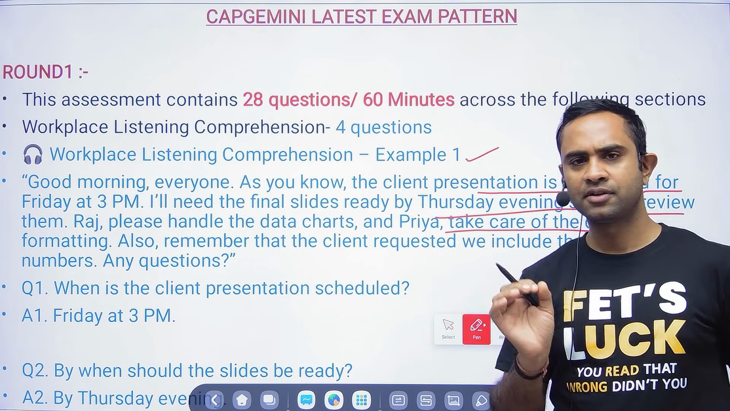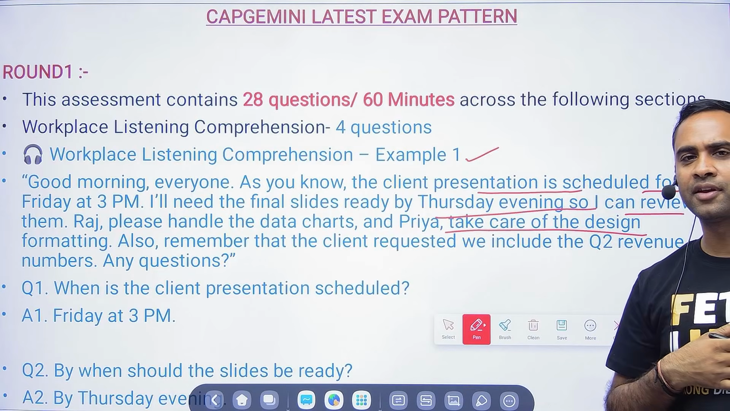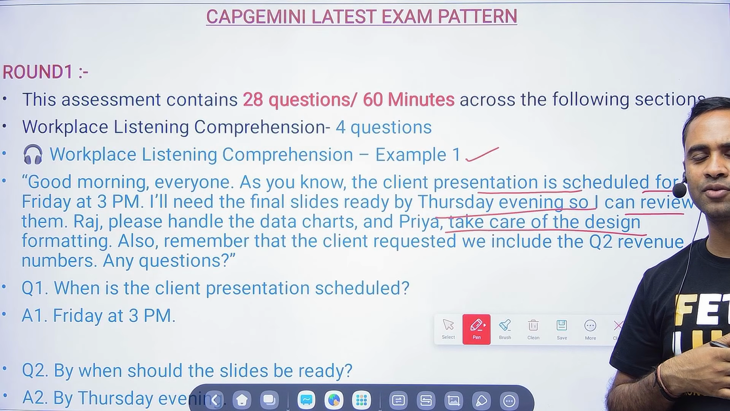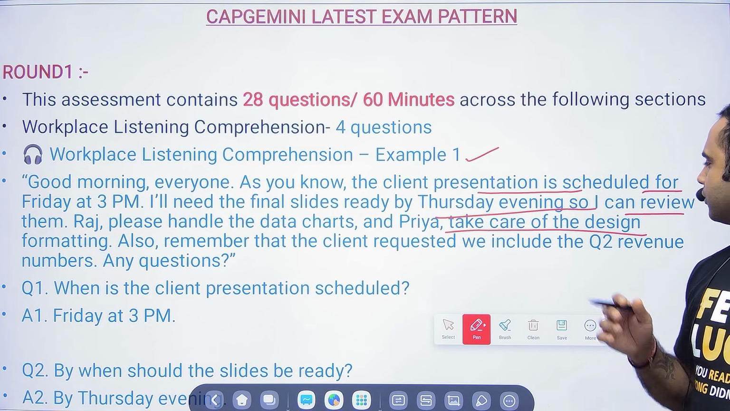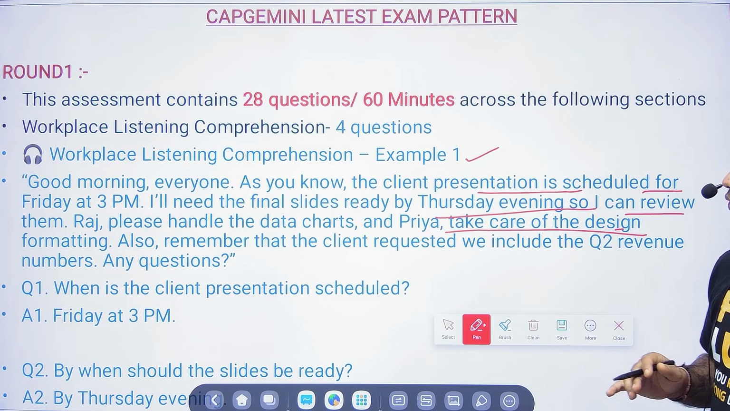So note down the important words: Friday at 3 p.m. When do they need the slides? By Thursday evening. So always girls are good at design, so Priya will take the design, Raj, charts. Okay, fine. Now again in the comment section, someone will ask, sir, why are you always behind girls? Who said girls are always good at design? They are not good at coding. I don't mean that. Okay.